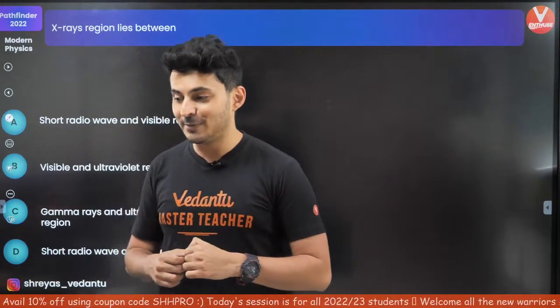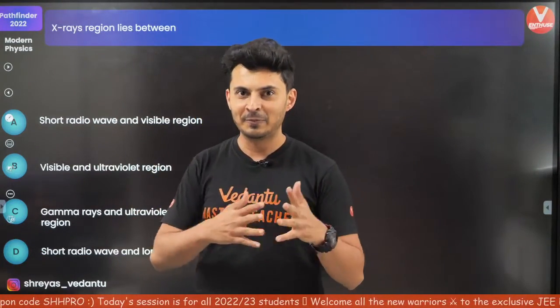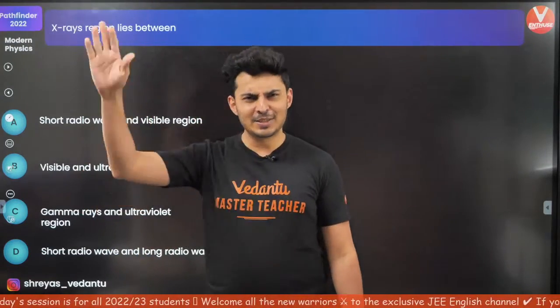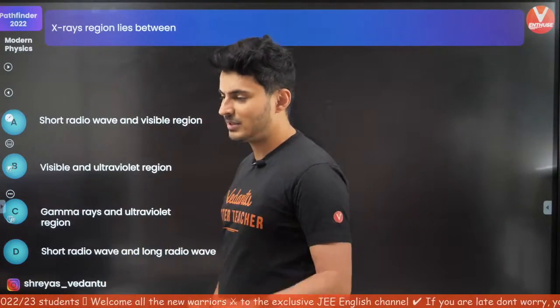Okay. Yes, Anish, it can pass through skin and flesh. Definitely. It's highly penetrable. Okay, it can pass through most of the things like wood, cement. It can just pass through it. Very few things can block X-rays. Like one of them is bones.